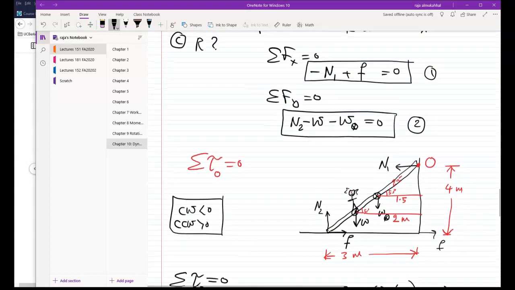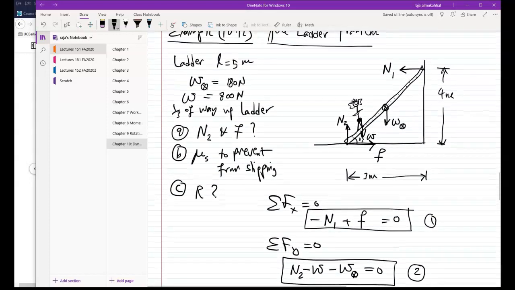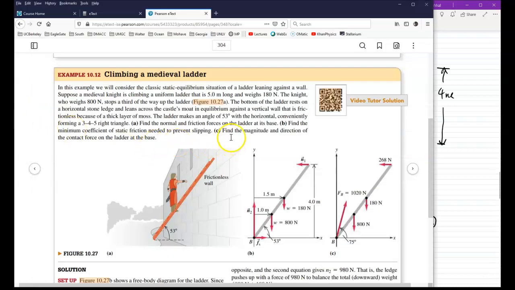Now the second part. Now the last part, let me go back to the book and read it. Find the magnitude and direction of the contact force on the ladder at the base. Okay? Here is what that means. So you get this guy standing on the ladder. So you get all these forces on it.